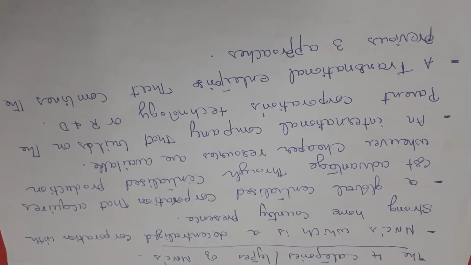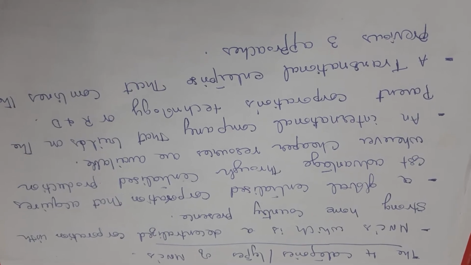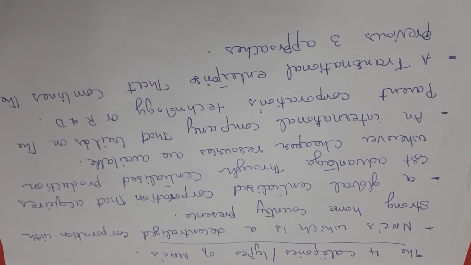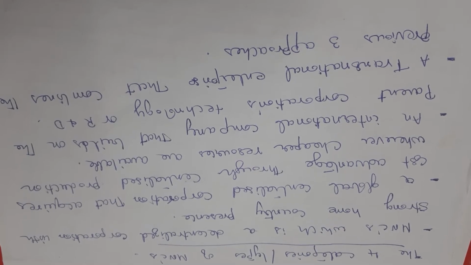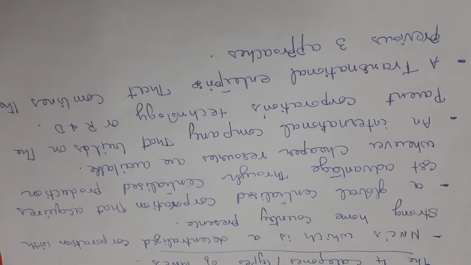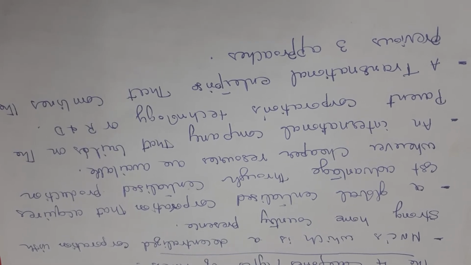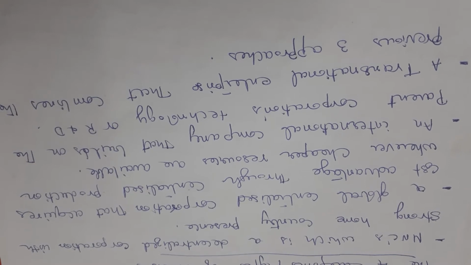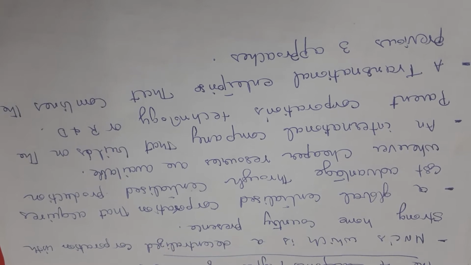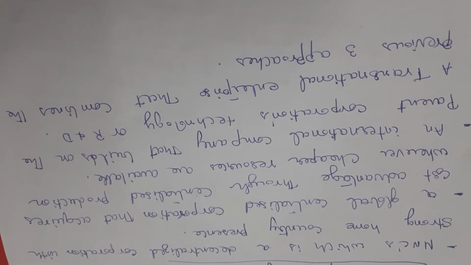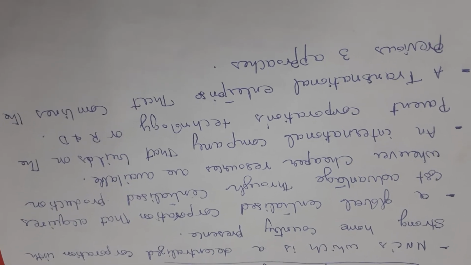So I repeat once more. The first one is a decentralized corporation where the home country takes over. The second one is where they will have a production unit where their production is cheaper. Whichever country their labor, raw material, everything is cheaper, in that country they will produce. An international company is one which uses the parent company's R&D, and a transnational enterprise is one which combines the previous three approaches. Now there are a few advantages of MNCs.